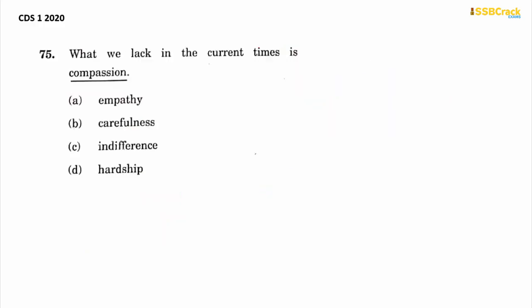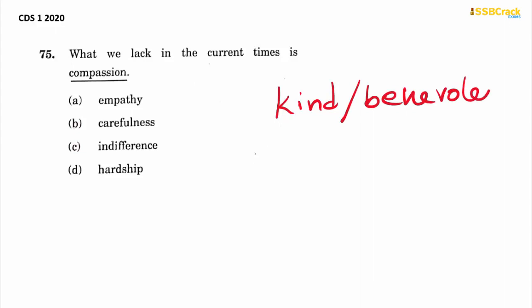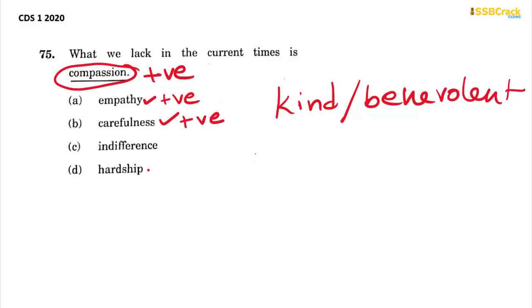Next question. What we lack in the current times is compassion. When you are showing compassion, you are being kind and again benevolent to someone. So you have to find a negative word because compassion is a positive word here. Empathy is a positive word. Carefulness is a positive word. Hardship is a negative word. But indifference also is a negative word. Now, which do you think will be the opposite of compassion? Hardship or indifference? Obviously, it should be indifference.